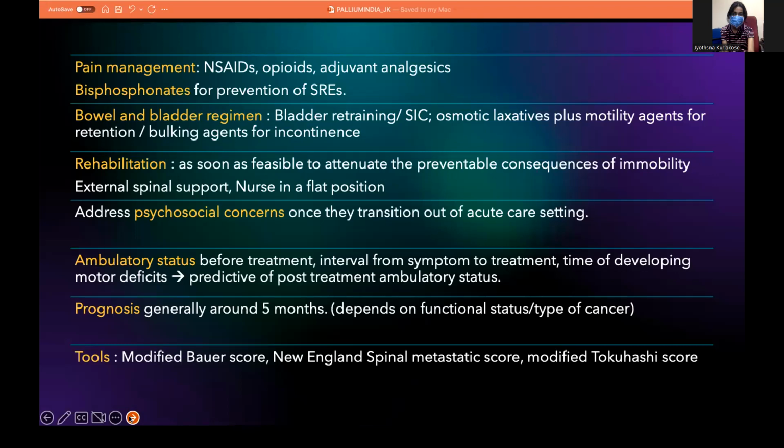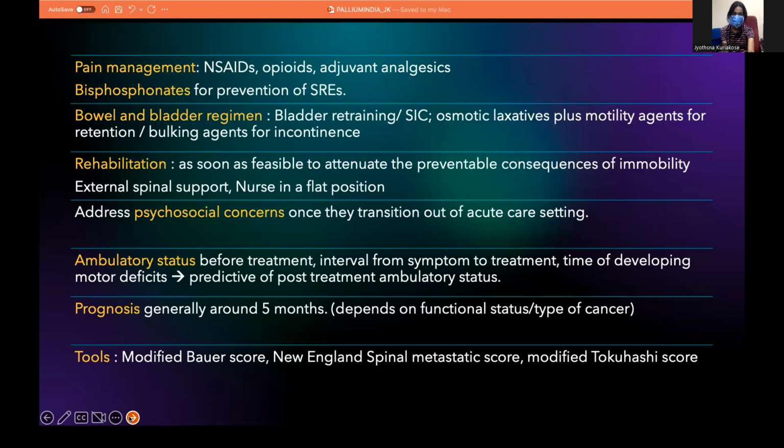Apart from all these things, we have to manage the pain. You can use opioids, non-opioids, adjuvants, and consider bisphosphonates for preventing further skeletal related events. Adequate bowel and bladder regimen has to be given. Rehabilitation has to be done. Once you transition out of the acute care setting, you have to address all these things, as well as address the psychosocial concerns of the patient and the family.